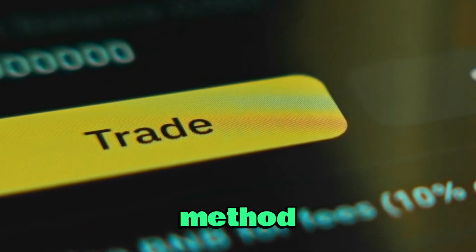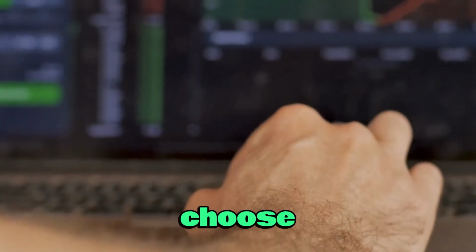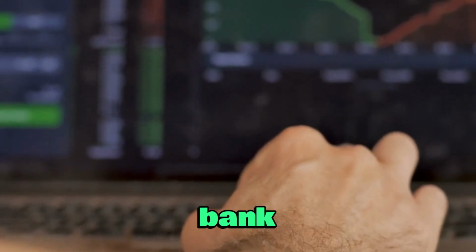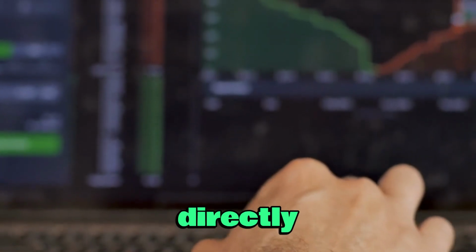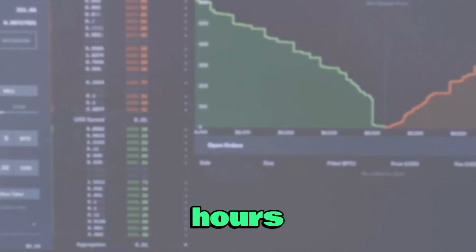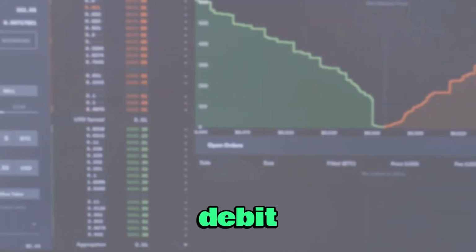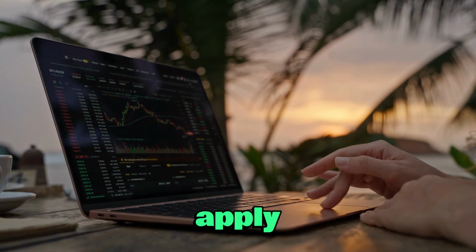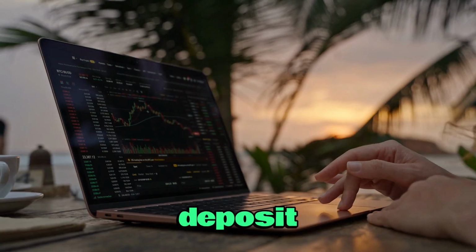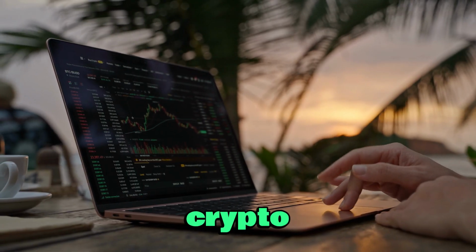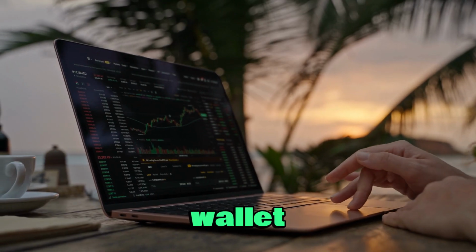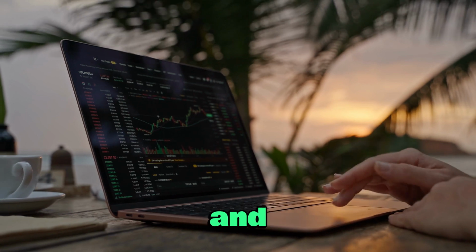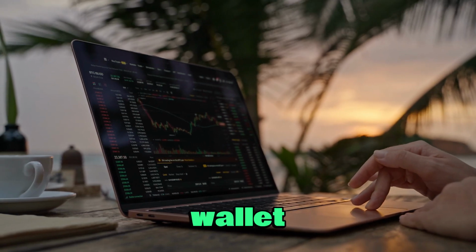Choose your deposit method. Click Deposit and choose how you want to add funds. Bank transfer: transfer money directly from your bank account. May take a few hours. Credit or debit card: instantly buy crypto with your card. Fees might apply. Crypto deposit: if you already own crypto, you can transfer it to your Binance wallet. Just copy your wallet address and send funds from your external crypto wallet.